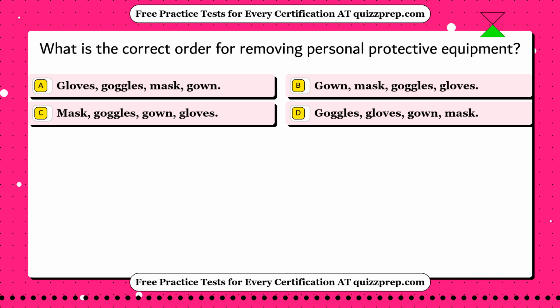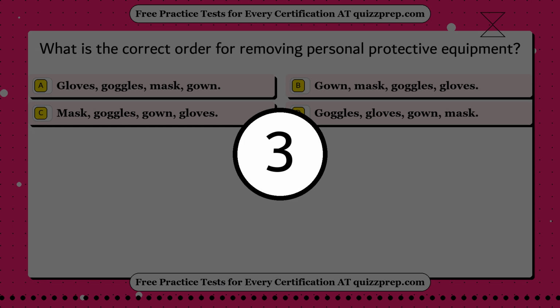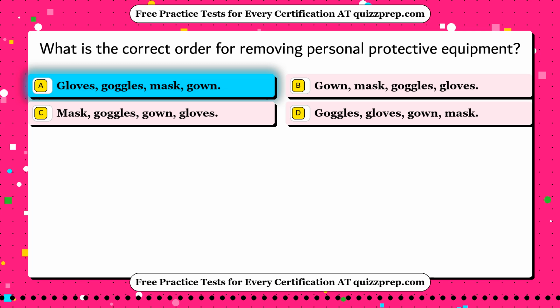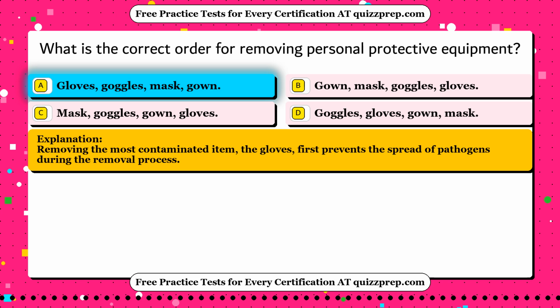Question 33. What is the correct order for removing personal protective equipment? Option A, gloves, goggles, mask, gown. Option B, gown, mask, goggles, gloves. Option C, mask, goggles, gown, gloves. Option D, goggles, gloves, gown, mask. The correct answer is option A, gloves, goggles, mask, gown. Removing the most contaminated item, the gloves, first prevents the spread of pathogens during the removal process.